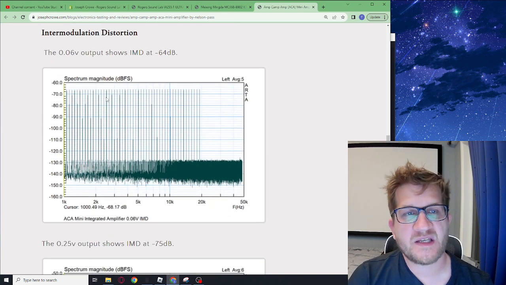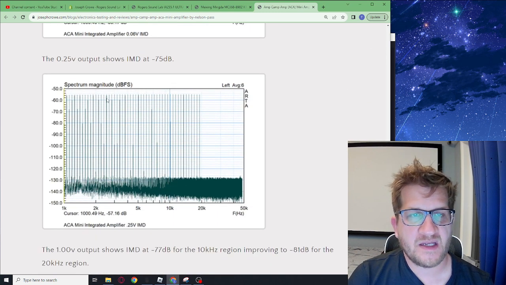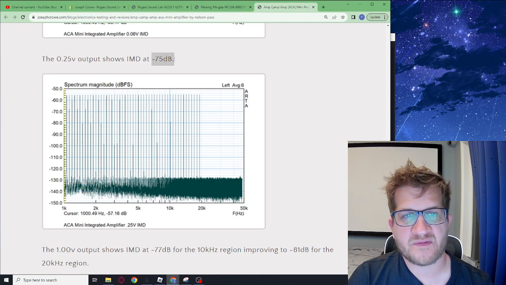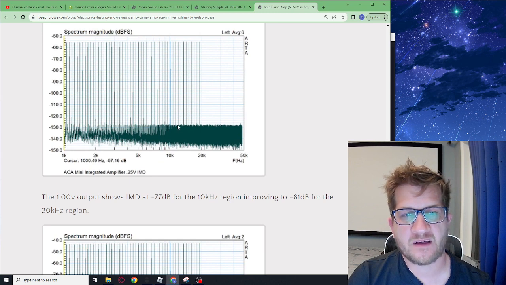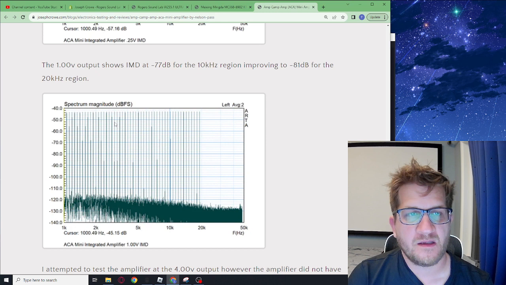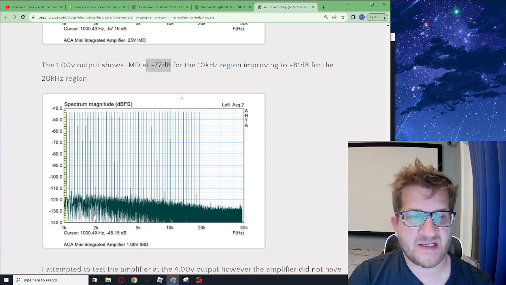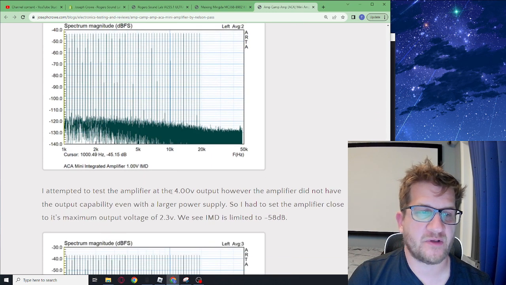So intermodulation distortion for the lowest test voltage, we have 64 dB of dynamic range, and then increasing to the 0.25 volt, we have 75 dB of dynamic range. You can see here it's pretty flat in terms of the noise profile across the frequency spectrum. Increasing to the 1 volt, you can see that the dynamic range is minus 77 dB through the mid-range, and then it improves to 81 dB in the upper treble.